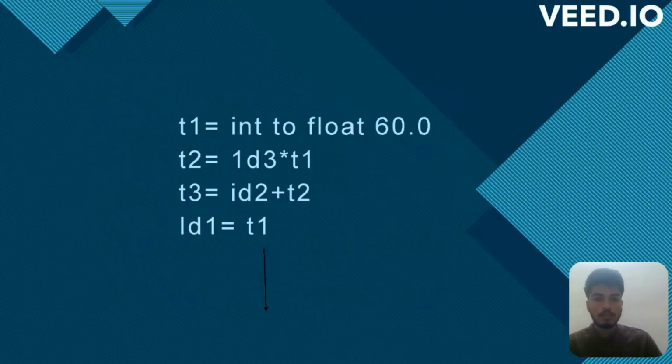T1 int to float is stored in T1. ID3 into multiply T1 is stored in the variable T2. ID2 plus T2 is stored in T3. T3 is stored in ID1. It continues to the next, the code optimizer.